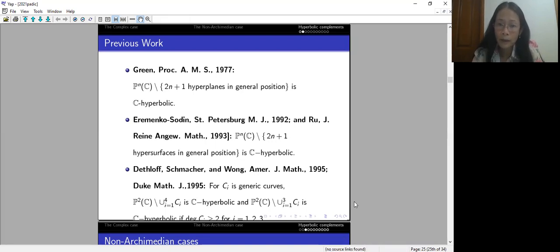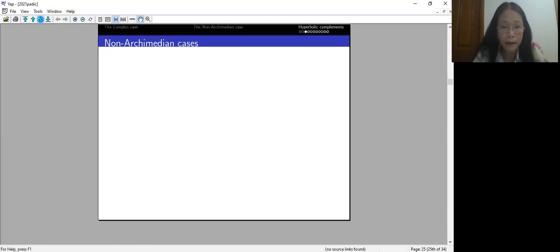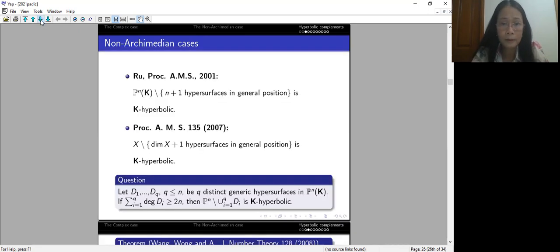So that is what has been done for the complex case, and you can see it's not so much. The question is what we can translate from the complex case into the non-Archimedean case. Then in this case, I get some result.